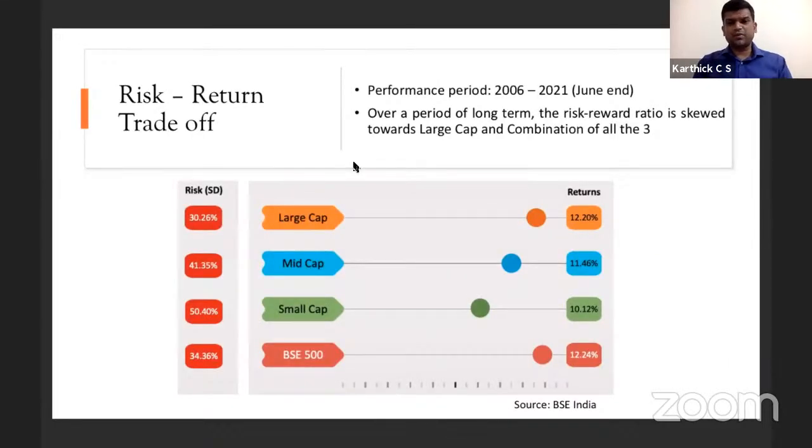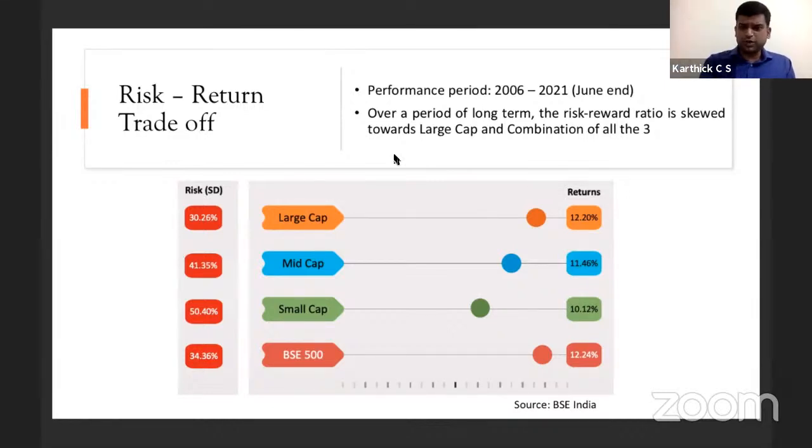Similarly, if you look at the last 16 years, what has been their CAGR? What we looked at so far is yearly performance. What has been their CAGR, the annualized return, what we say, the average return? Large caps' average return, that is the Sensex average return, is 12.2, whereas mid caps is 11.46 and small cap is 10.12. And a combination of large, mid, and small, that is the BSE 500 index, has given 12.4.